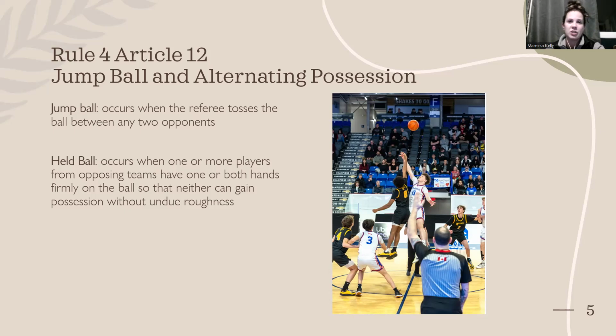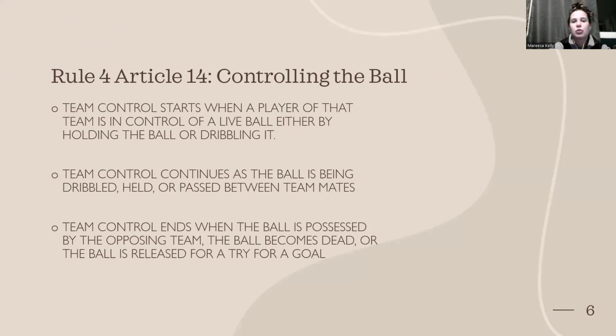Some other situations where we would go to the alternating possession are double lane violations in free throws, or if you don't know who it went out of bounds off of. Ideally not situations we want to have, but those are other ones where the alternating possession comes into play. Controlling the ball, understanding controlling the ball and what team control is, is important. Team control starts when a player is in control of a live ball, either you hold it or you are dribbling the ball.